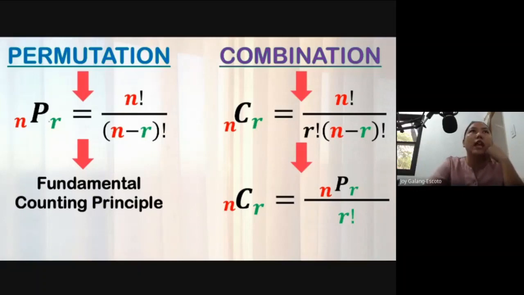Now remember that n is the total number of elements to be considered. Okay? Or n is the universal set. Okay? r is the number of objects to be chosen or taken.